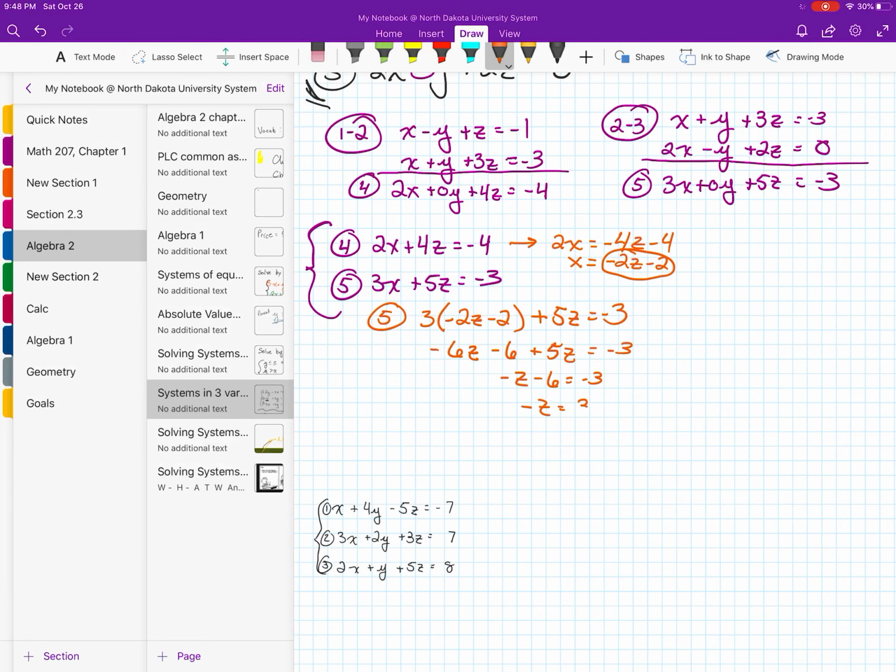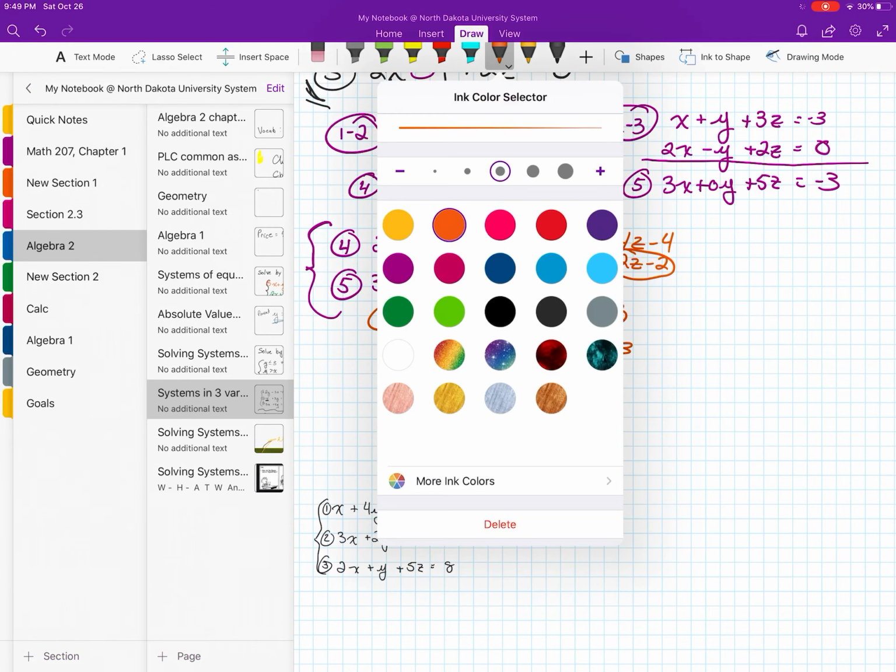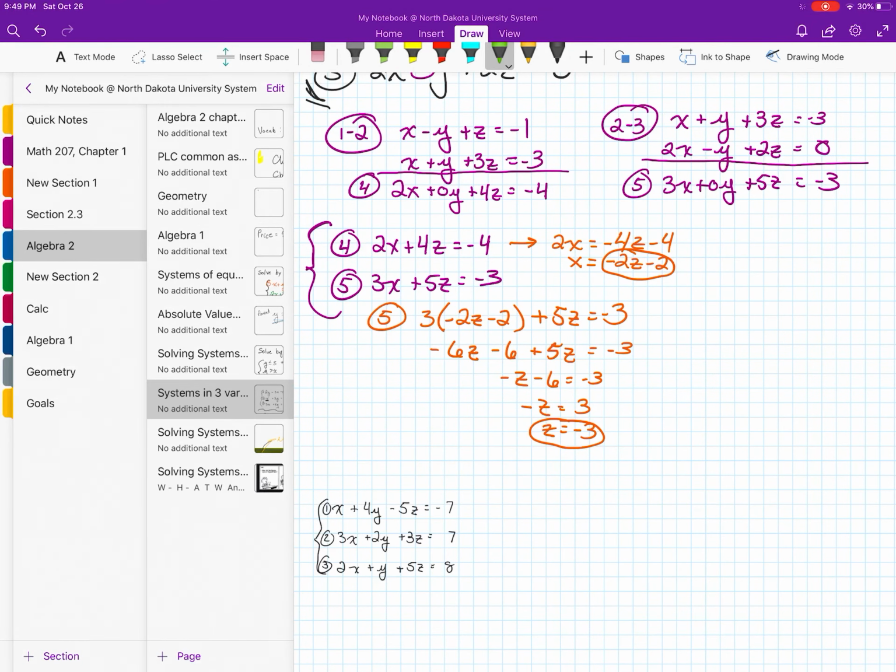Now, let me do this in steps. Okay, so now we have a value. Let's substitute that back into either equation 4 or 5 and see what we come up with. And I'm going to use, yes, yet another color. Well, green. And we have a second variable.